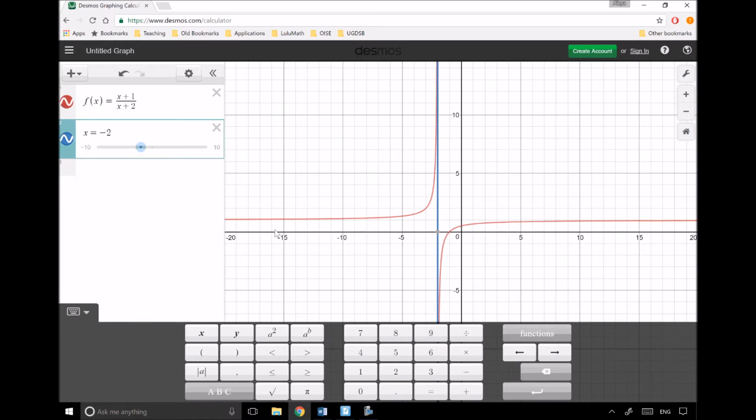Now, if you notice right here, however, our horizontal asymptote is not y equals 0. Our horizontal asymptote appears to approach y equals 1. So let's look at this right here and see if this is true. Yes, it does appear to approach y equals 1, which is really interesting. And we're going to talk about why we ended up getting y equals 1 and not y equals 0 in this example in just a minute.